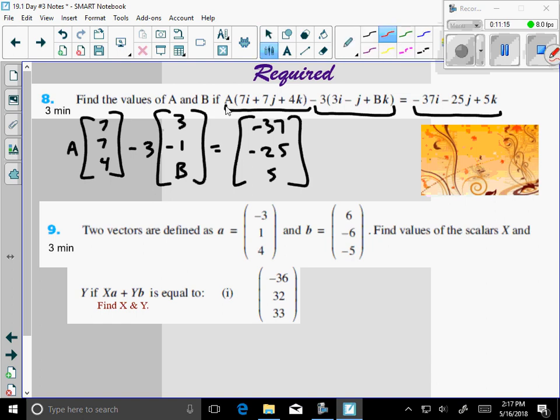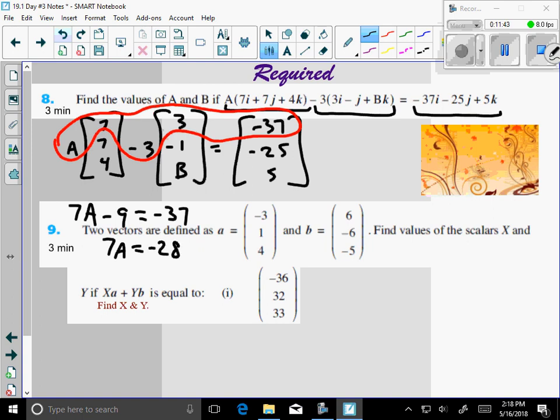So what I would do, folks, is this. Why did I do that? What does that mean? That means 7A, oops, I want a capital A so I don't confuse myself. 7A minus what? 9 equals what? Negative 37. Oh, easy. That means 7A equals negative 28.